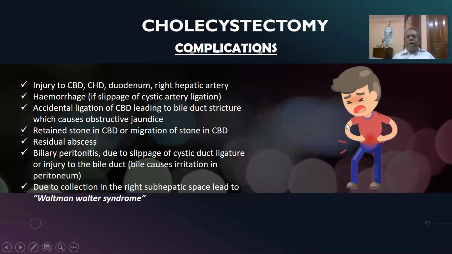That means whenever the bile is leaked from the biliary tree, it is accommodated into the subhepatic space. When the subhepatic space is full, then the bile is migrated up into the undersurface of the diaphragm. When the undersurface of the diaphragm is full, pressure is applied over the liver, so the liver is pushed down to some extent.